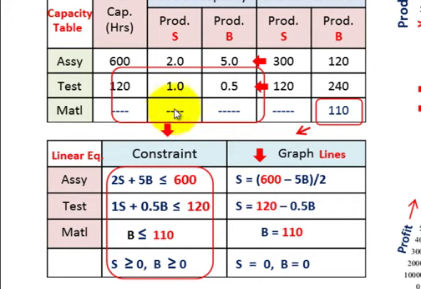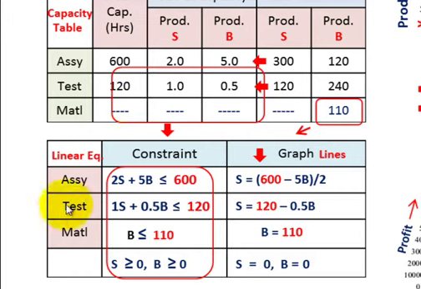For test, the same thing. 1 hour for product S, so 1S, plus a half an hour per product B, so 5/10 times, or half an hour, or 0.5 times B. 1S plus 0.5B has to be less than or equal to the total available capacity for testing, 120 hours.